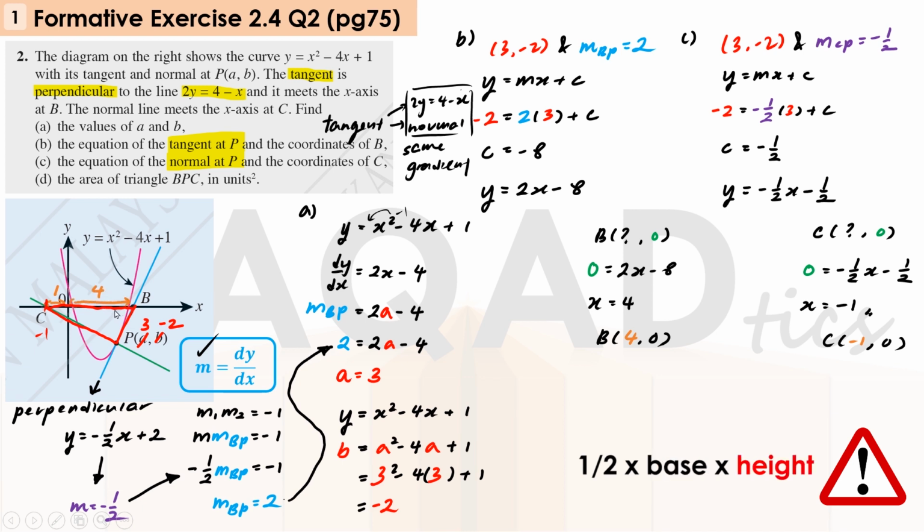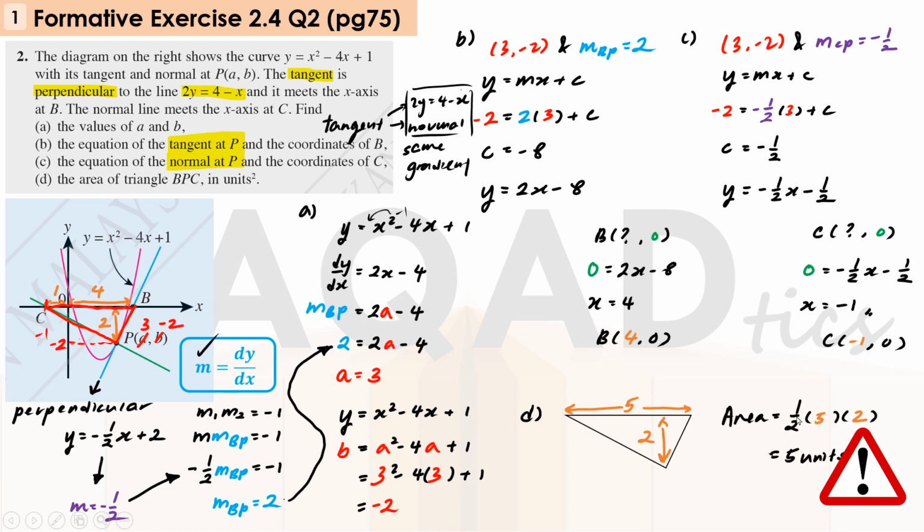And the height is somewhere here, and we know that the coordinate of point P here is -2, so from here to here is 2 units. So the base is 5 units and the height is 2 units, so the area is 1 over 2 times 5 times 2, and then you'll get the area of the triangle.